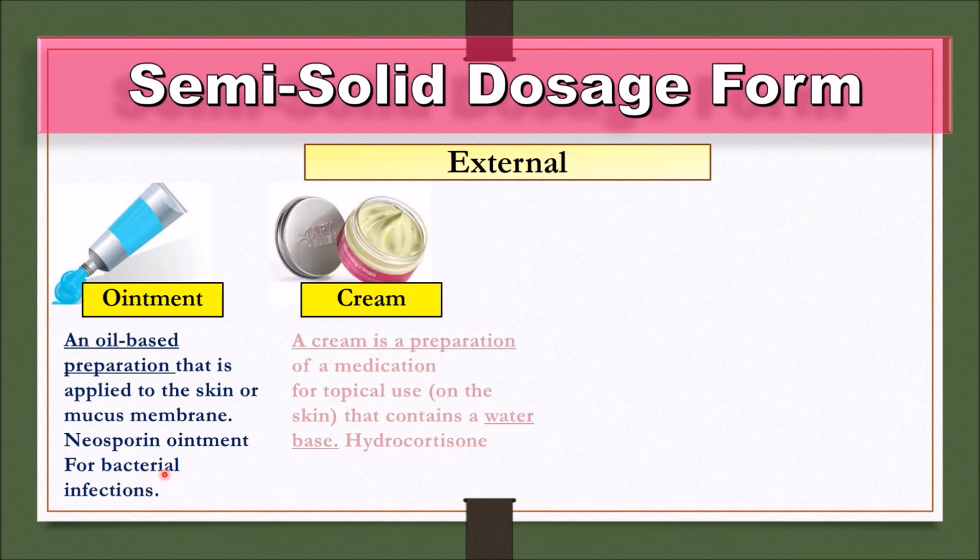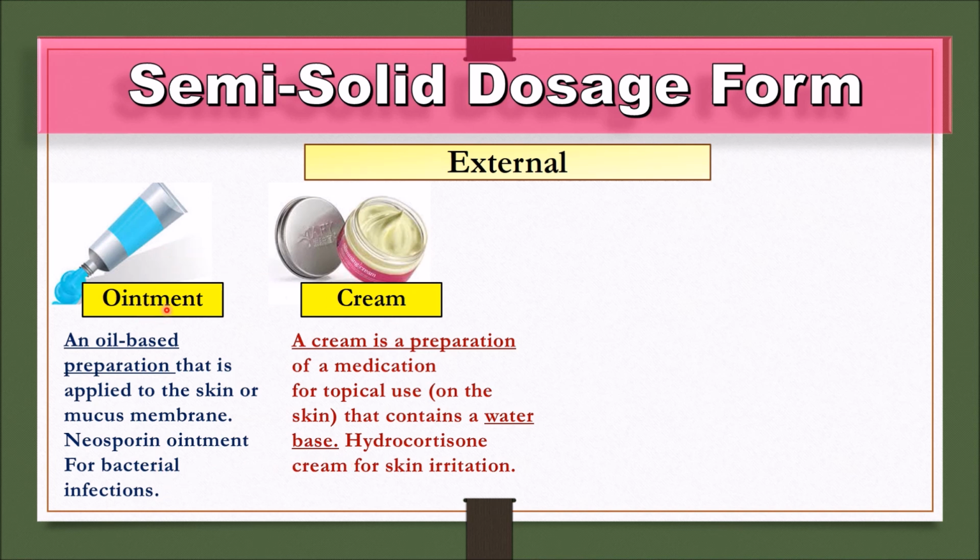Now we have cream. What are creams? Creams are preparations that are meant for topical use only onto the skin. So creams are usually applied onto the skin and contain a water base. The example of cream is hydrocortisone cream for skin irritation. These are some of the examples of the categories which we are discussing.